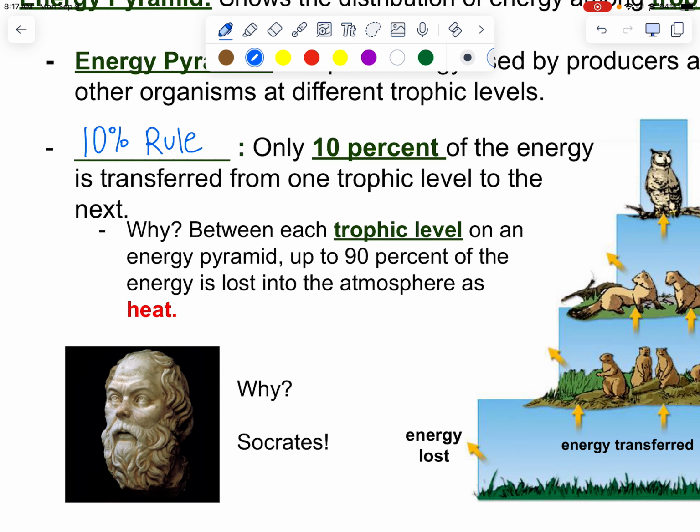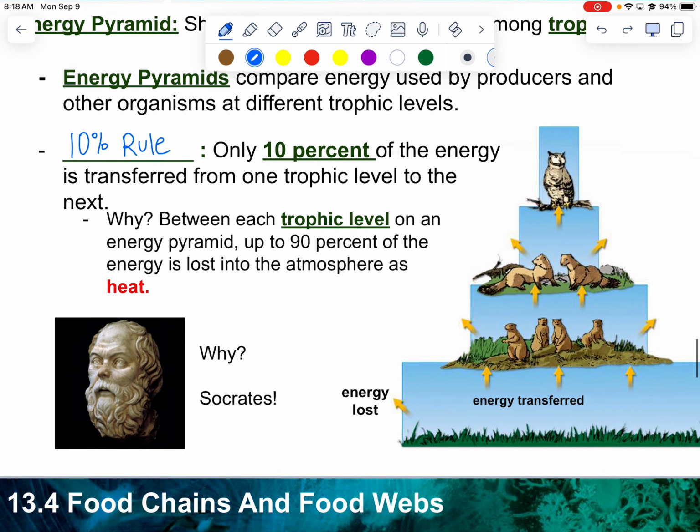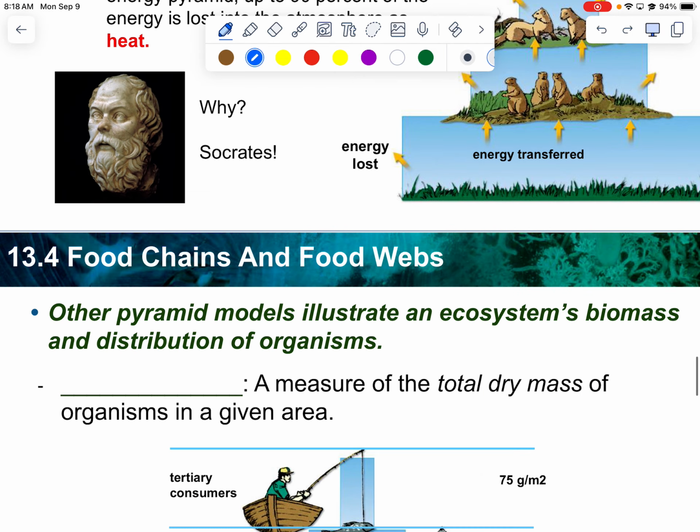So only 10% is actually going to be able to go on to the next organism, which is why those top predators need to consume more, because they need to make up for that energy loss, and they have to consume more animals at each level, okay? So here is a little pyramid to show you the energy transfer.